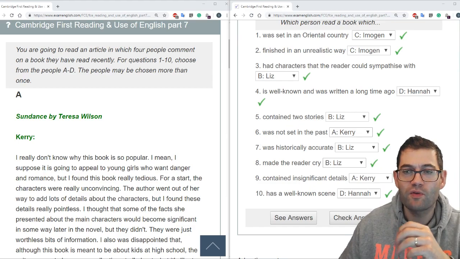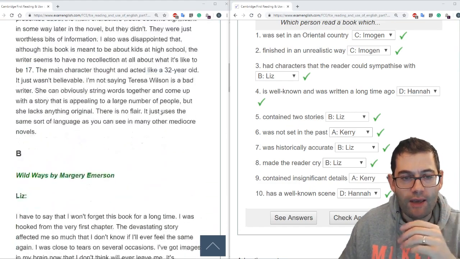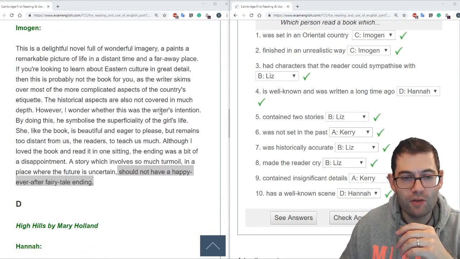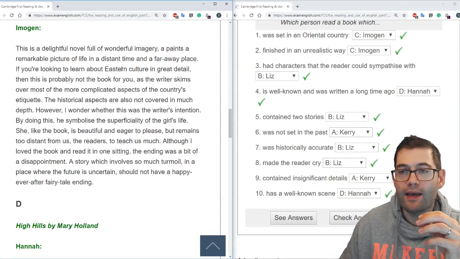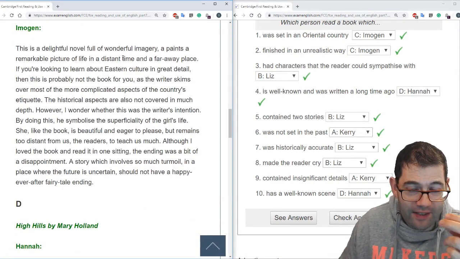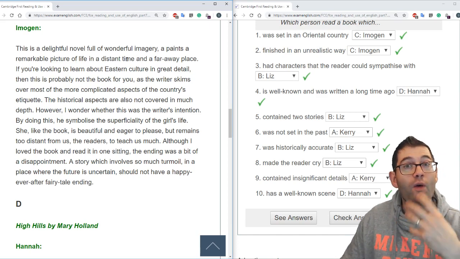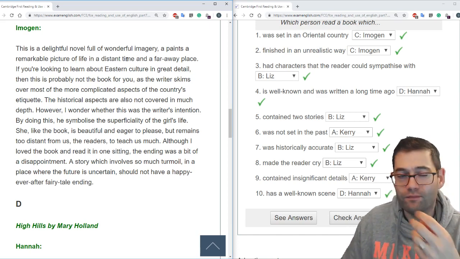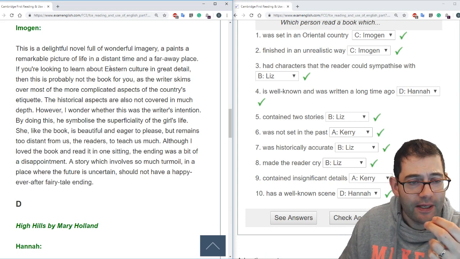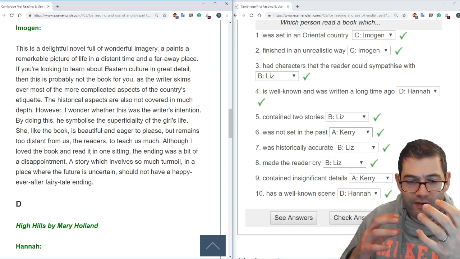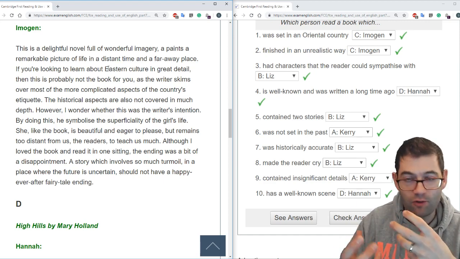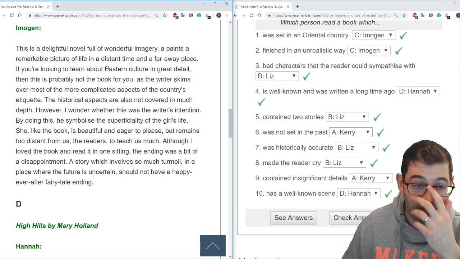Which person read a book which was set in an Oriental country? Straight away your mind should be drawn to C, where anything to do with Oriental, as far as from a Western world perspective, as I am in Europe, or even if you might be in America, Oriental is very, very synonymous with things from the East, or far away, or Far East, or something like that.